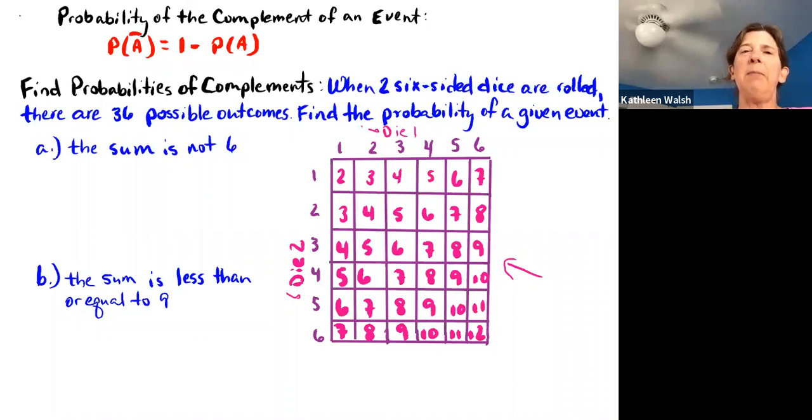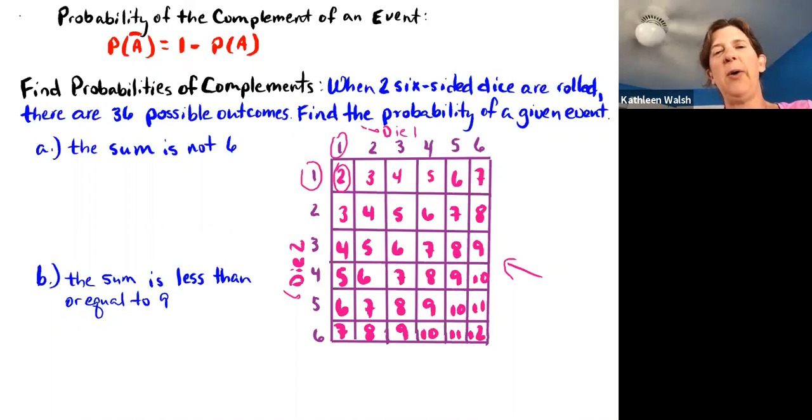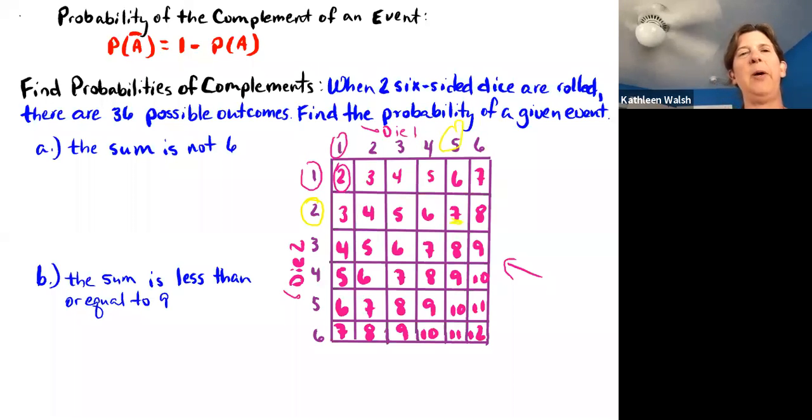The pink numbers within the chart indicate the sum of the two numbers. So if I roll a 1 and a 1, the sum is 2. Or if I roll a 2 and a 5, 2 plus 5 is 7, and this is where the 7 here comes from. So we're going to try to answer the question by looking at the complement.